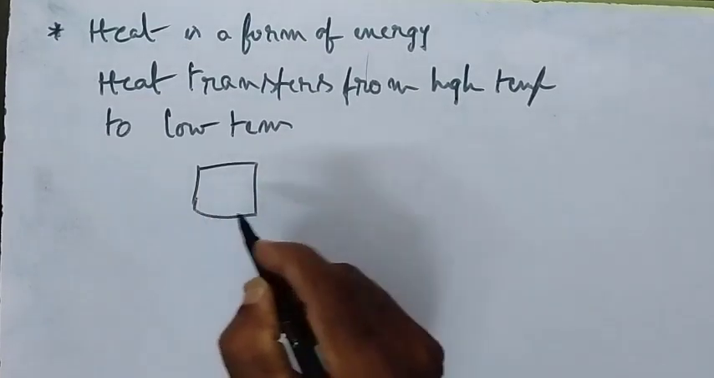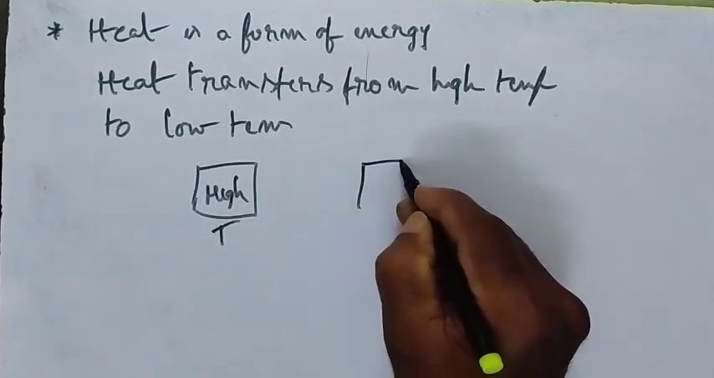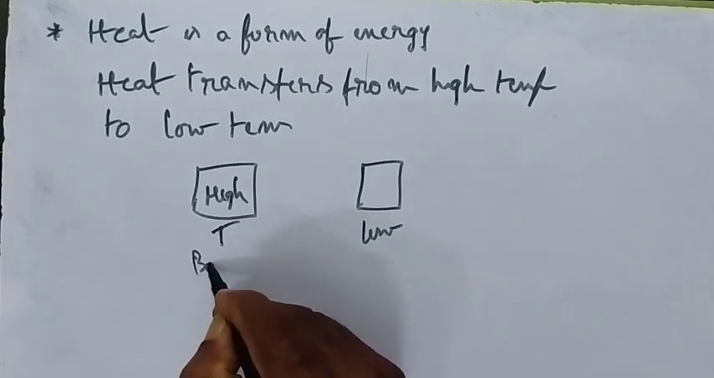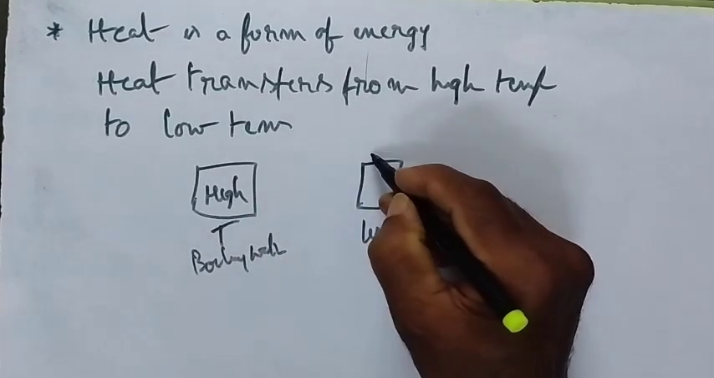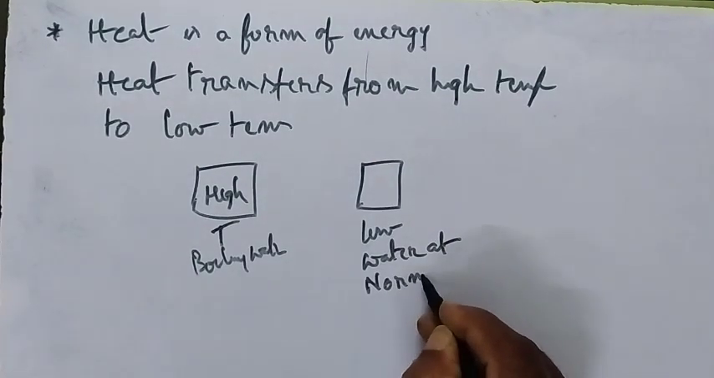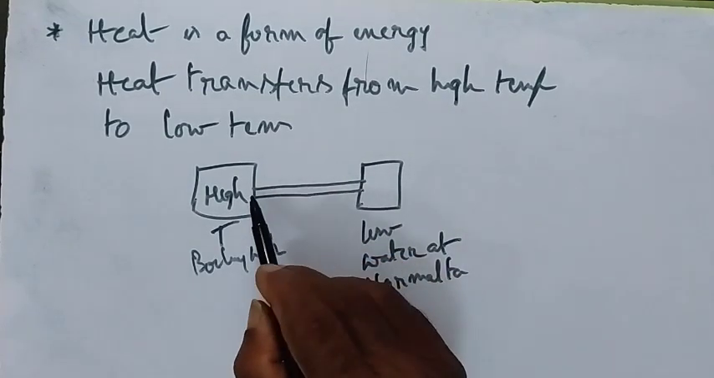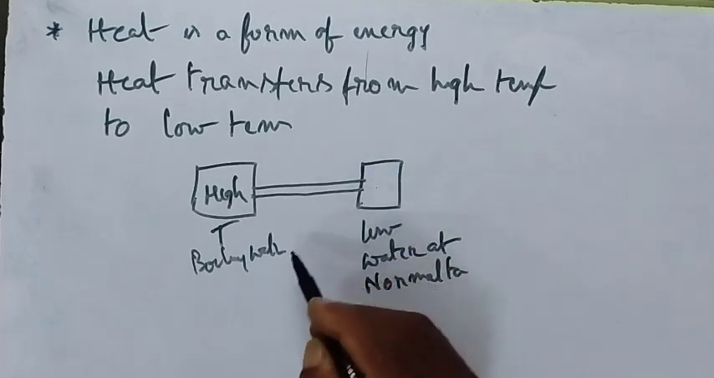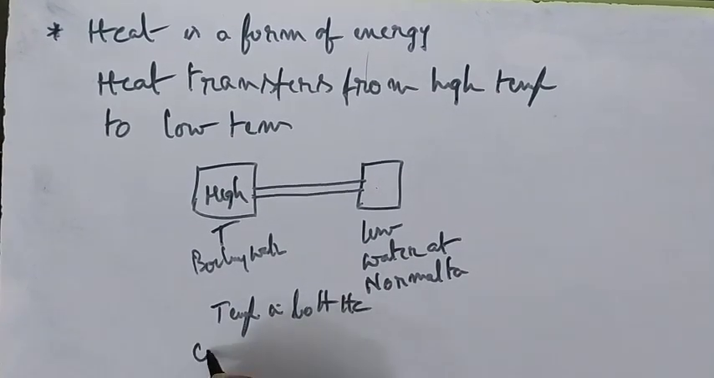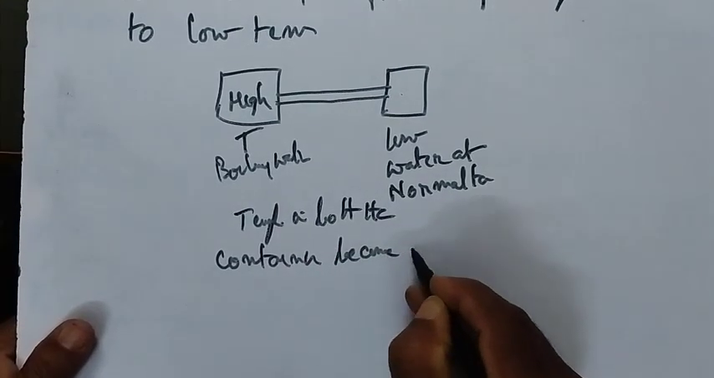So this is the body at high temperature. This is the body at low temperature, or we can say this is boiling water. This is water at normal temperature. Then these two are connected by a side tube. Therefore water enters from one container to another container. Then the temperature in both the containers becomes equal.